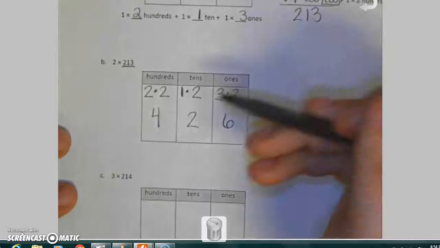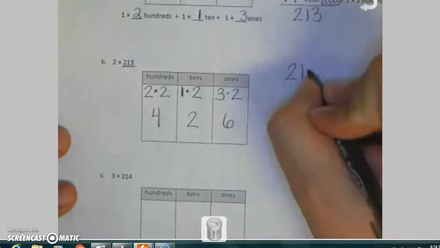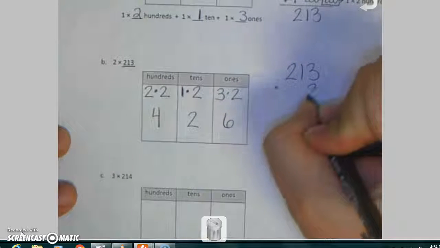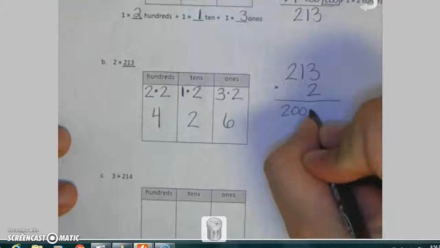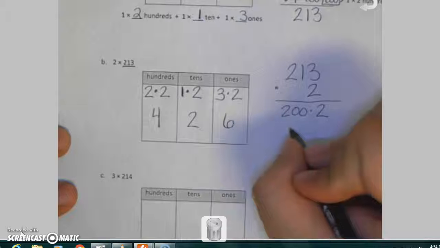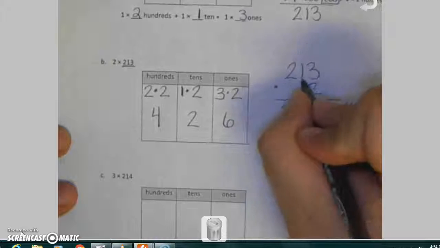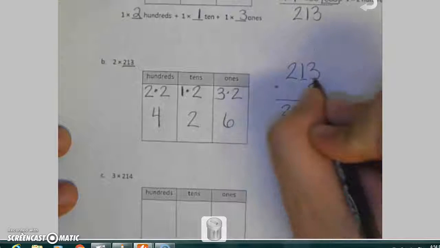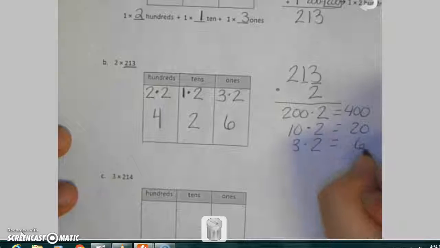I can solve this by using a place value chart. I can also solve this by breaking apart the number. So if I have 213 times 2, I can break apart 213. 200 times 2, which is 400. 10 times 2, which is 20. And 3 times 2, which is 6.